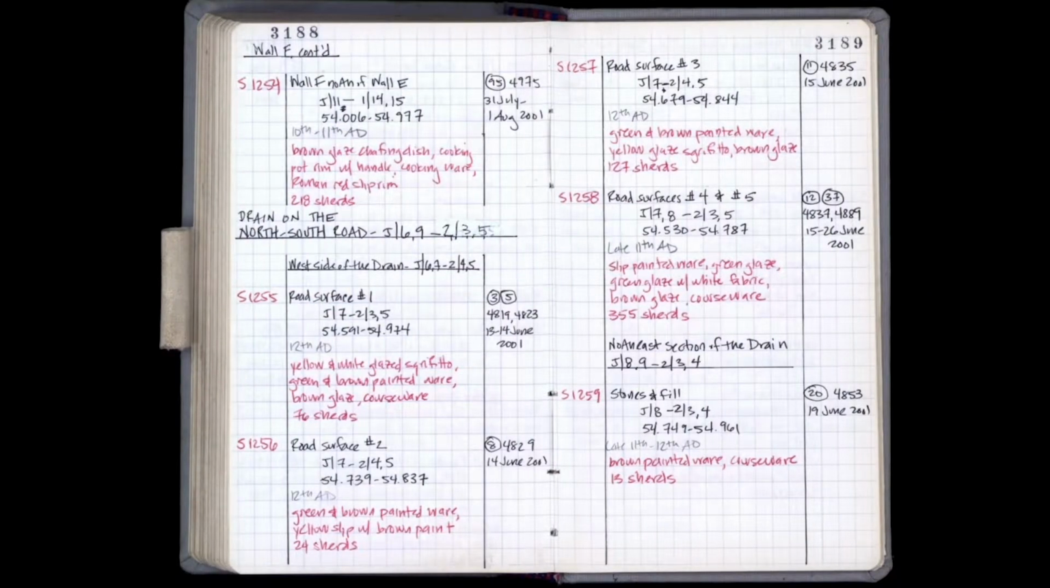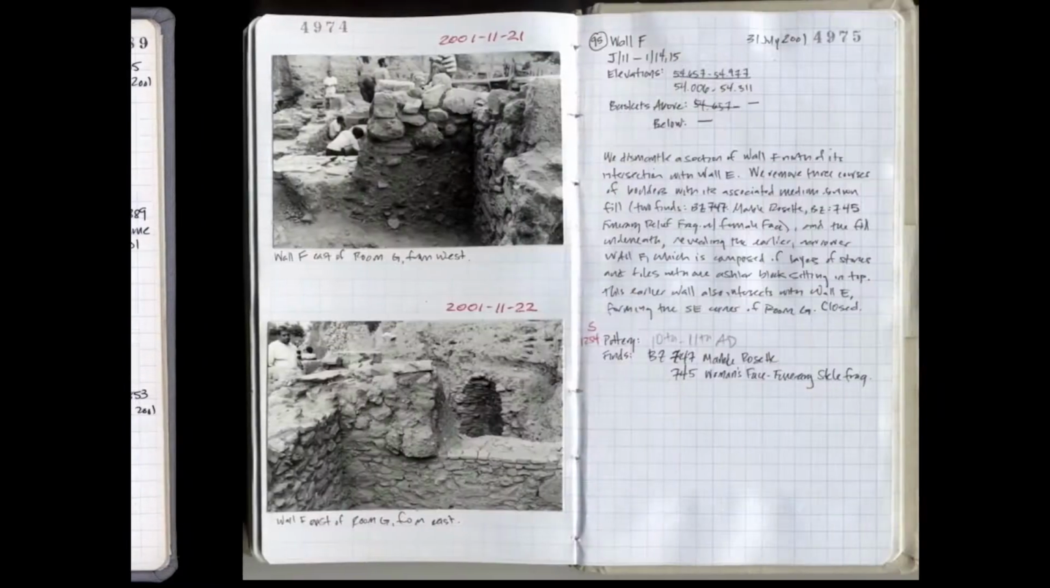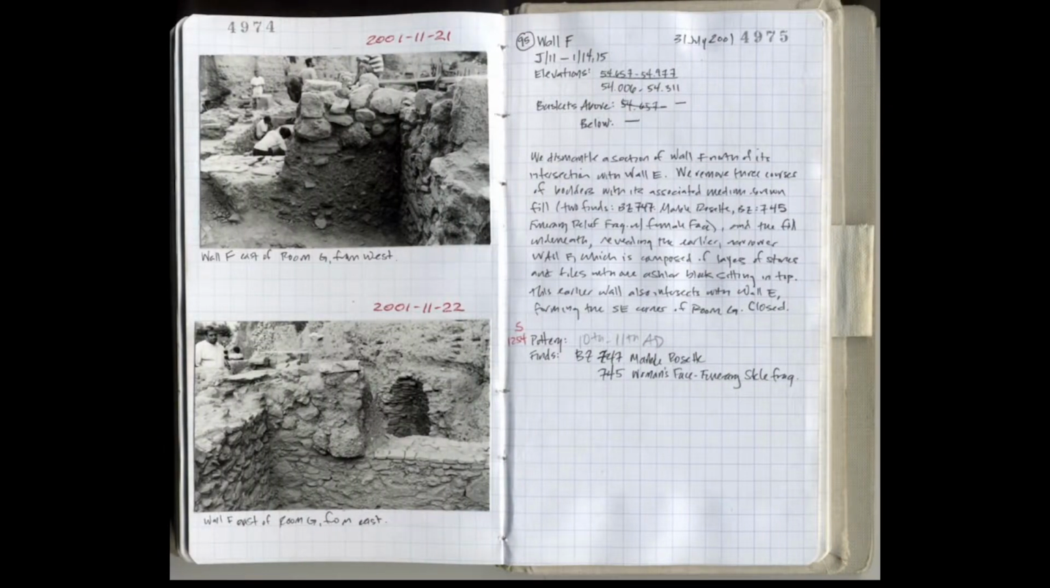The pottery is written up in a separate notebook called the lot notebook. Here they'll record what basket it's from, they'll give a description, the grid location, the elevation, and then a description of the pottery that was in that basket, usually with a tentative date for how they date that lot.